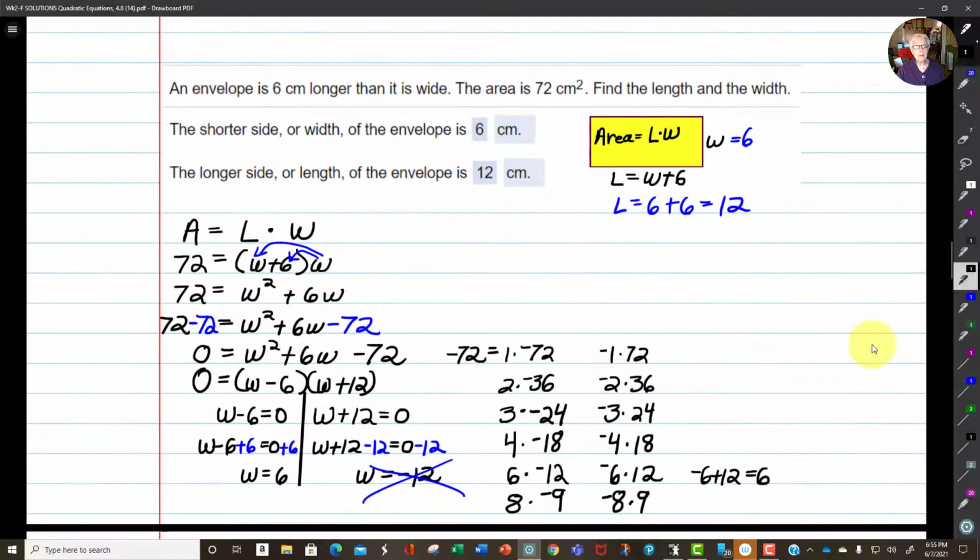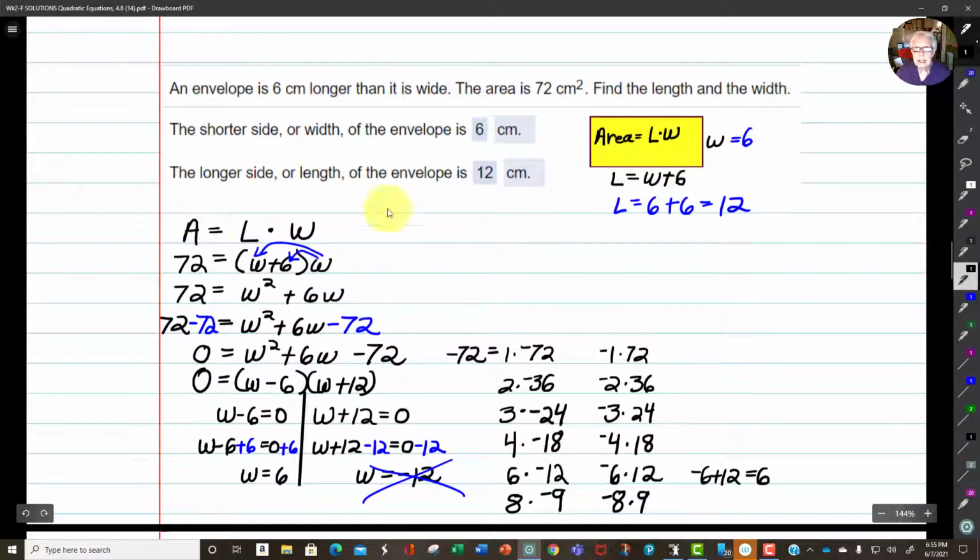Now, we've got some word problems. An envelope. This is my rendering of an envelope. An envelope is 6 centimeters longer than the width. So the width is W and the length is W plus 6. We're told that the area of the envelope is 72 square centimeters.